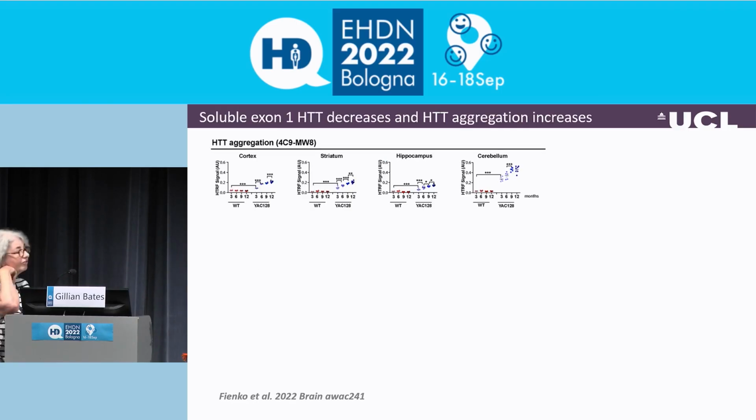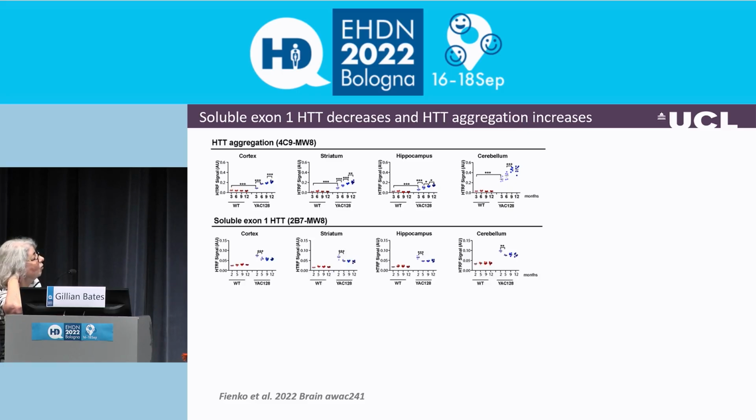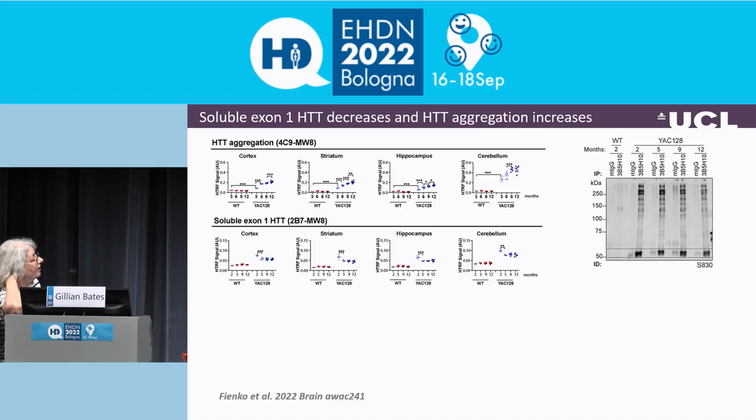What happens when we run our assays? This is looking at aggregation. Here the youngest we looked at was 3 months of age. This is cortex, striatum, hippocampus, and cerebellum. This is an exon 1 specific aggregation assay. We can see aggregated exon 1 by 3 months of age in these mice. When we look at soluble exon 1, it is decreasing.